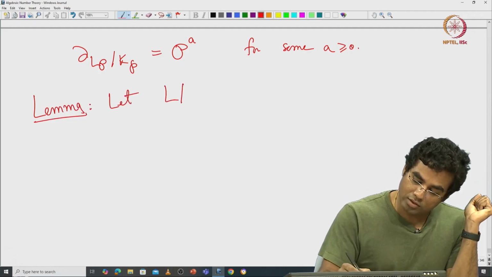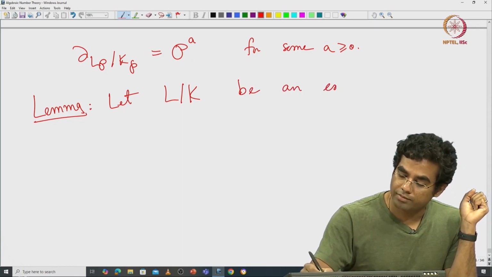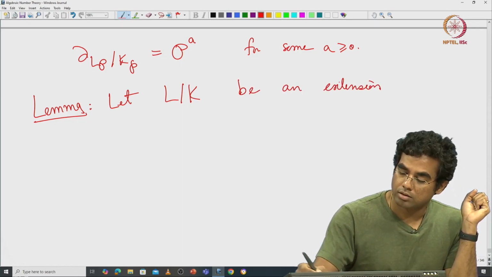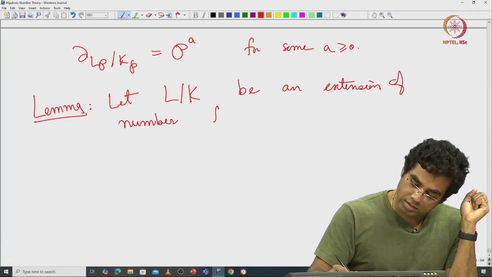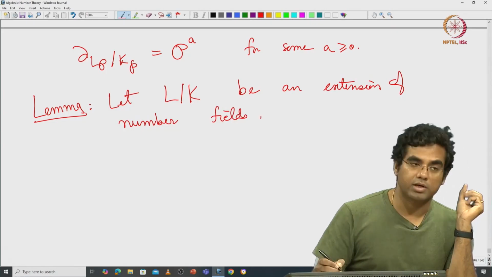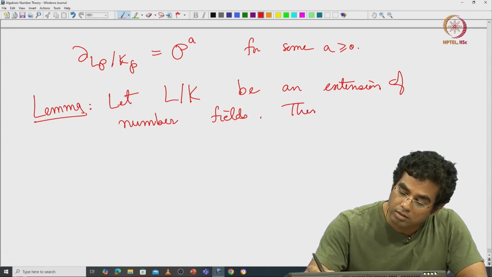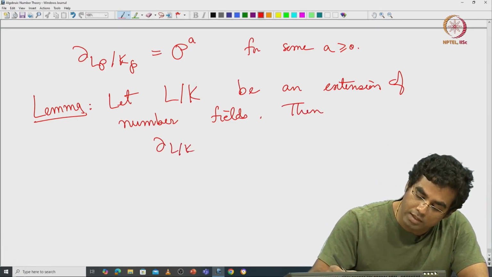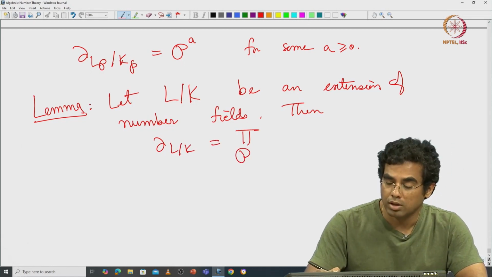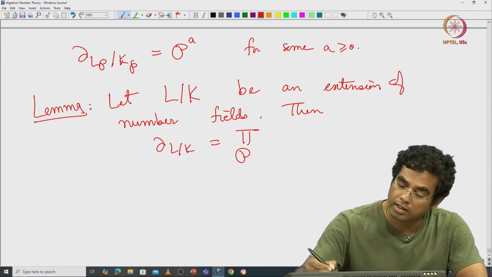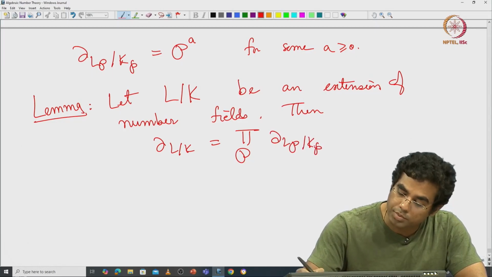Let L over K be an extension of number fields. It is a nice lemma, but it is kind of subtle. So, let us spend some time on this. Then if I take the different from L to K, this is the product over all primes of capital L, the different from L_P to K_p.